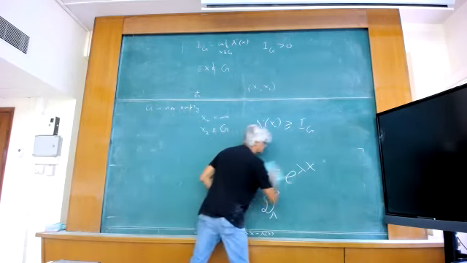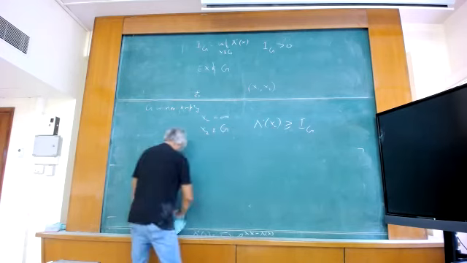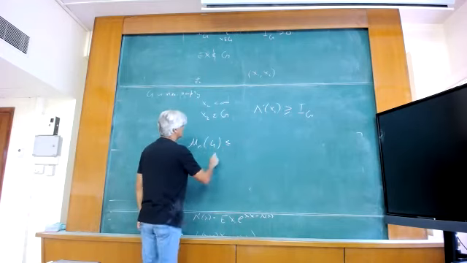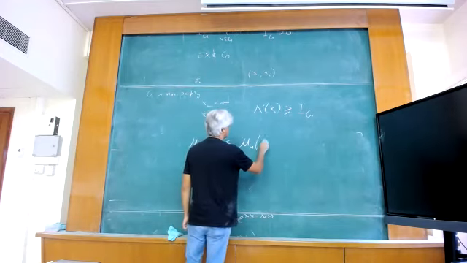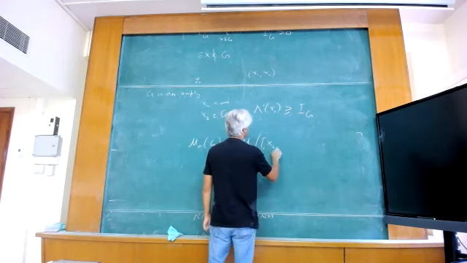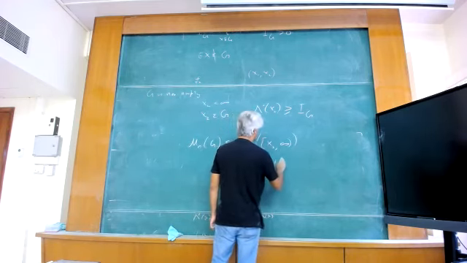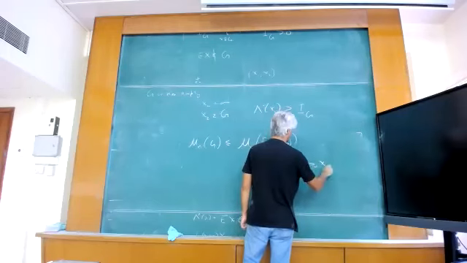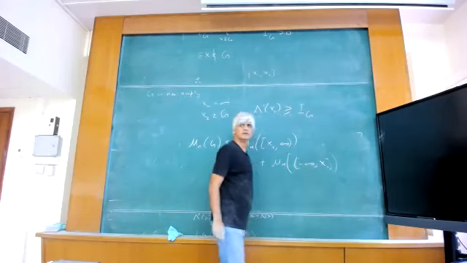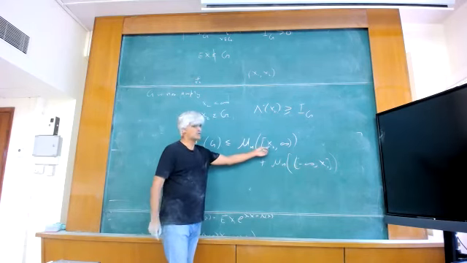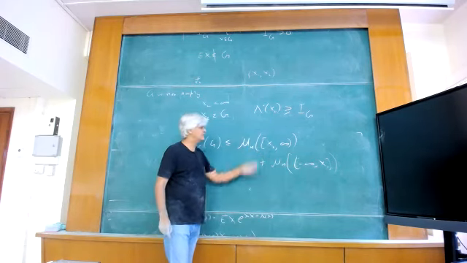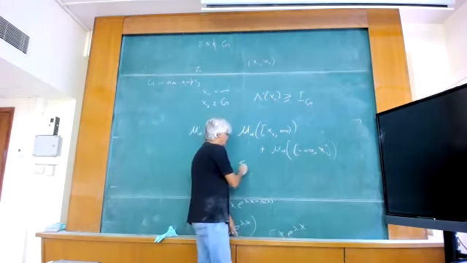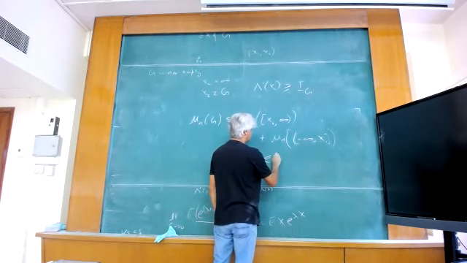So in particular, mu n of G is less than or equal to mu n of [x2, infinity) plus mu n of (minus infinity, x1]. If x2 is infinity, then this is just a vacuous statement. If x1 is minus infinity, it's a vacuous statement. Both of these I can upper bound by 2 times e to the power minus n I of G.